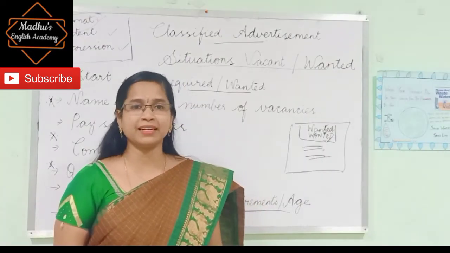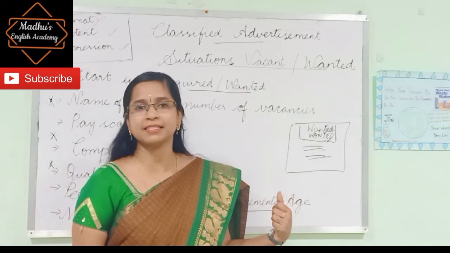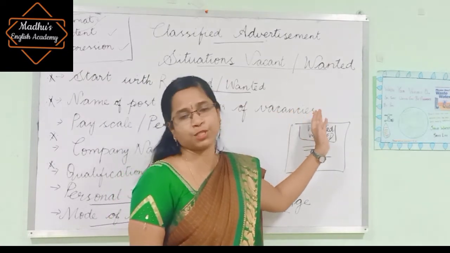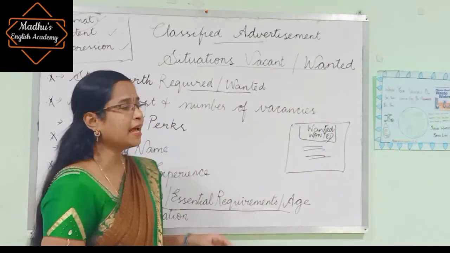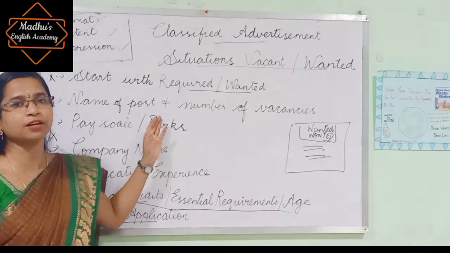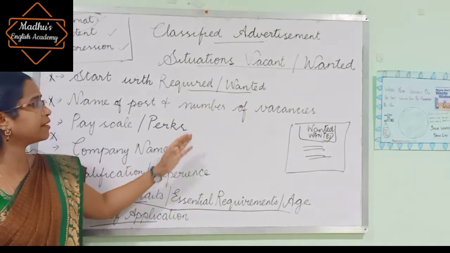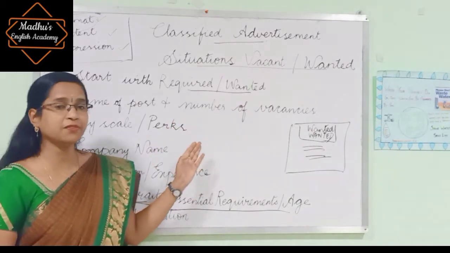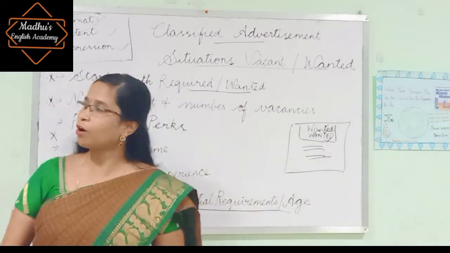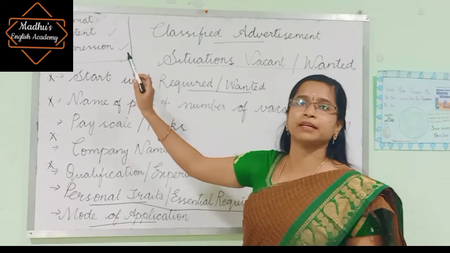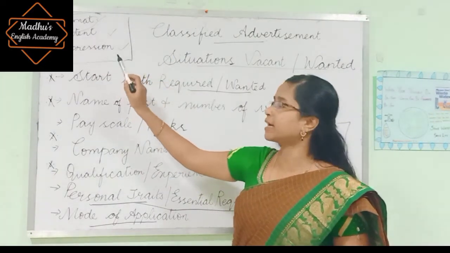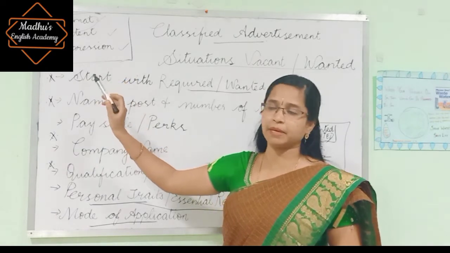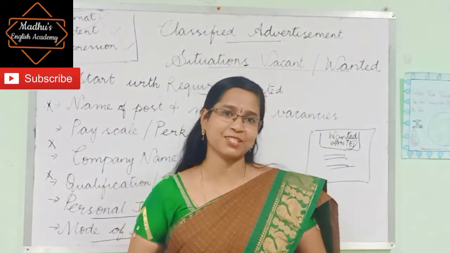Children, today we learned different kinds of advertisements and their uses, and we learned to write situations vacant or situation wanted kind of advertisement, and we learned the qualities of a classified advertisement, and we also learned the main points to remember when we write a situation vacant kind of advertisement. We also learned the marking scheme, the points which the evaluator will consider when you write a classified advertisement in the answer paper. Children, I hope you enjoyed today's class.